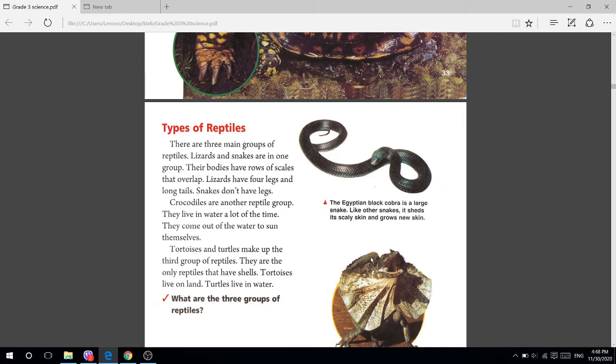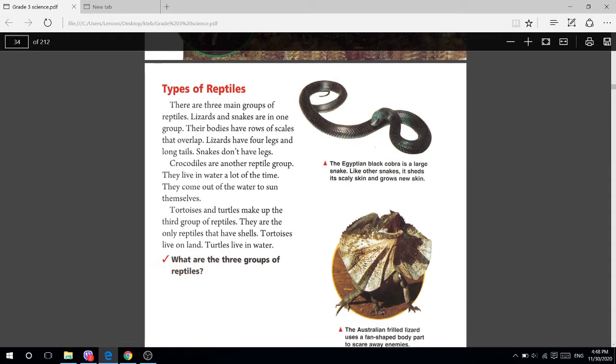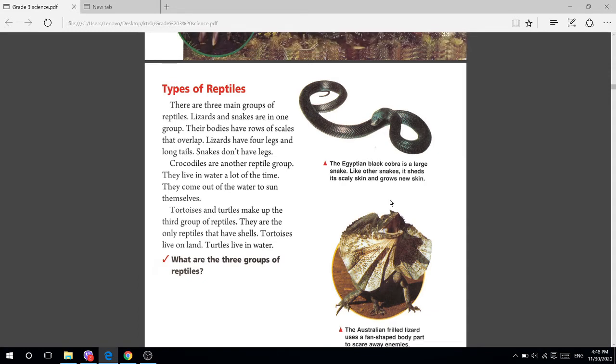Do you see the lizard? They have four legs, but the snake doesn't have any legs. Lizards have four legs and snakes don't. Also, they have a long tail. Now we have crocodiles, another reptile group.